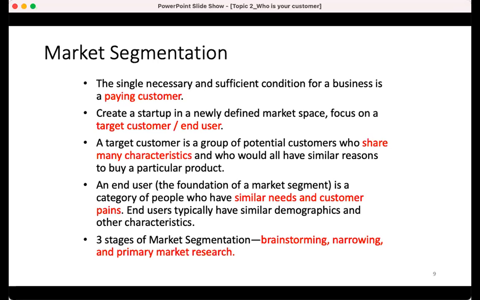Okay, now the single necessary and sufficient condition for a business to exist is to have a paying customer. All right. So why does a business exist?